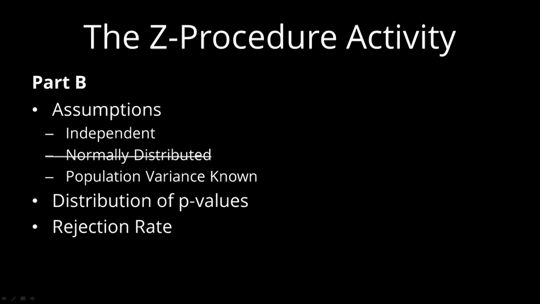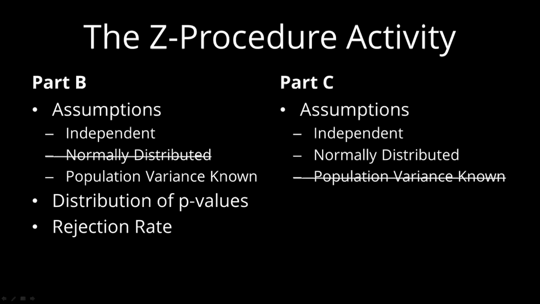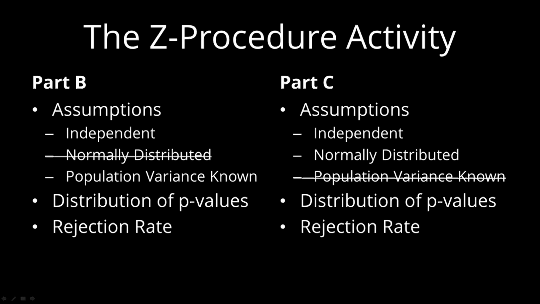In this part of the lab activity, Part C, we're going to violate one of the other assumptions. We're going to violate the assumption that the population variance is known. And we're going to then look at the distribution of the p-values that come from that z-test, and we're going to look at the rejection rates. We're going to discover that we need much larger sample sizes if we don't know the population variance. N equals 30 or 50 isn't going to cut it most of the time. You're going to need on the order of several hundred. And that's the purpose of Part C, to show you that different assumptions have different levels of importance.